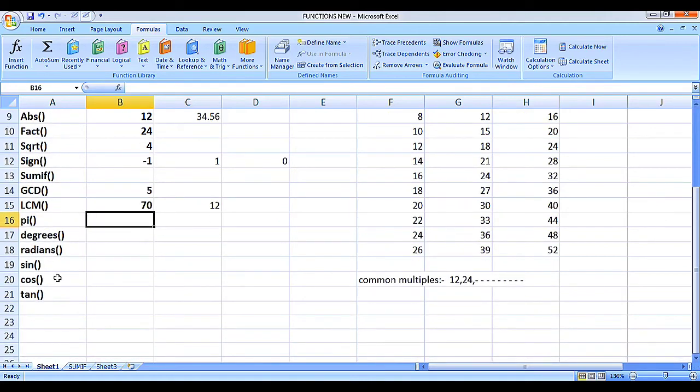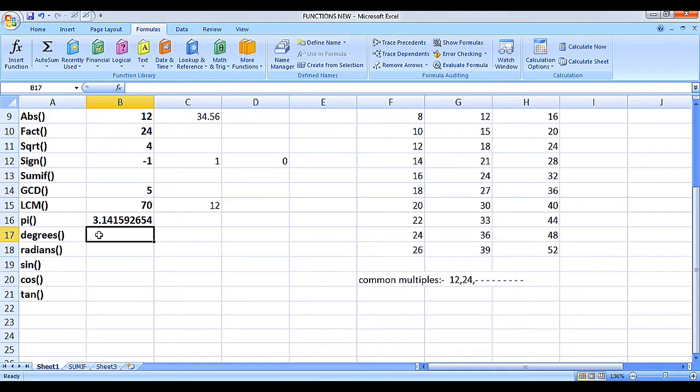Next, here all these functions are trigonometric functions. These functions are commonly used in trigonometry. I think you might have studied trigonometry in 10th class. Pi, this function returns the value of pi, and this function takes no argument. We know pi is 22 by 7, that is 3.1415 something.